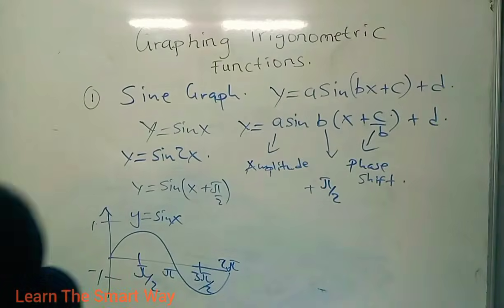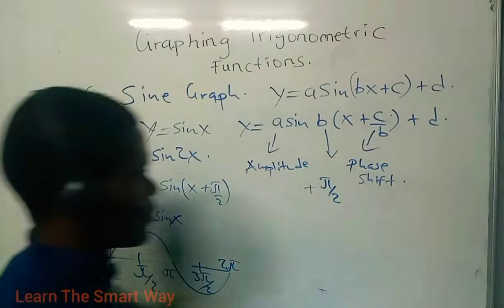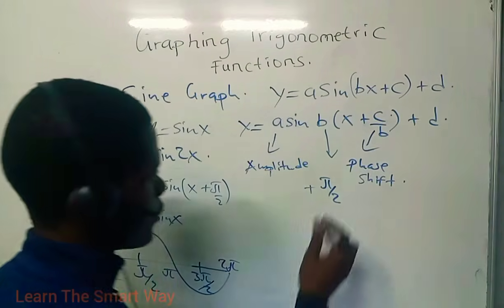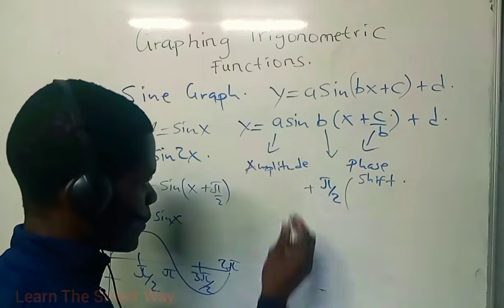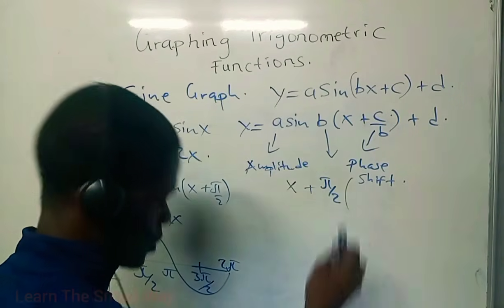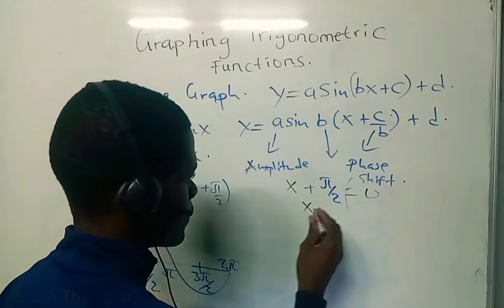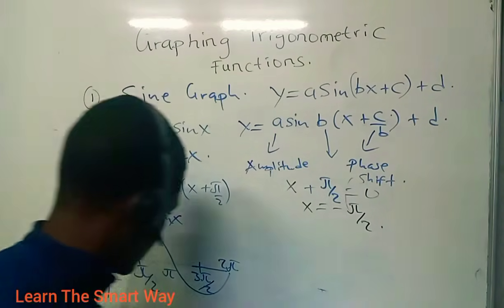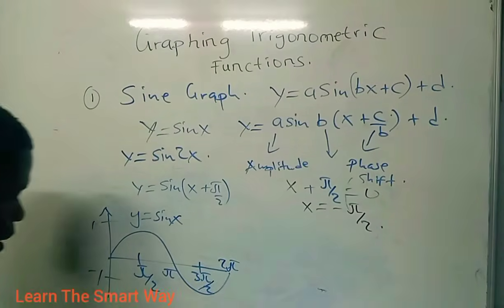So now, how is the phase shift going to affect the graph? It is very important for you guys to understand that whenever it is positive, it's supposed to move to the left hand side, and when it's negative, it moves the other way. So when you equate it to 0, you're going to find that the phase shift is going to be negative pi over 2. So it's going to move to the left hand side. So this point will move to this side by negative pi over 2.